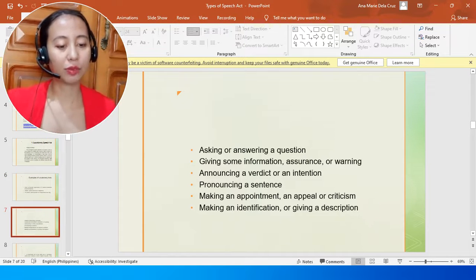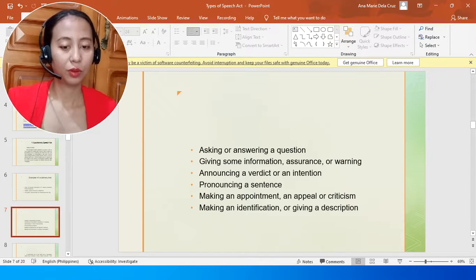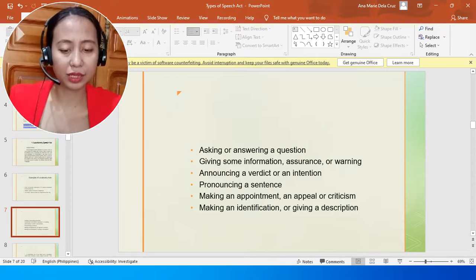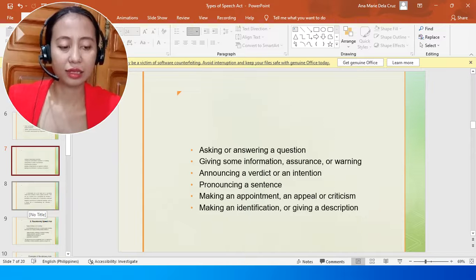Here, as what I said, asking or answering a question. Like asking, "Who are you?" "I am Miss Anna." Giving some information, assurance or warning, like "The baby is crying." Pronouncing a verdict or an intention, pronouncing a sentence, making an appointment, an appeal or criticism, making an identification, and giving a description.